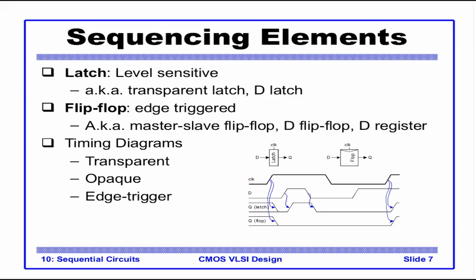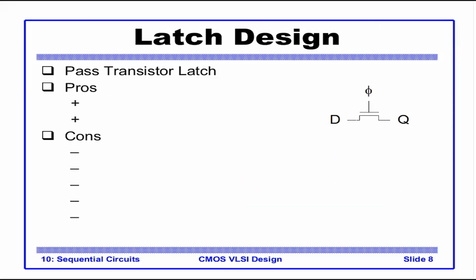Let's look at how these two famous circuits are built using CMOS. This is a very basic latch, nothing but the clock is connected to the gate. D and Q are connected to source and drain respectively. So if you go back to the previous lecture, it is nothing but a pass transistor latch. Obviously, it is the smallest latch possible using NMOS or PMOS.